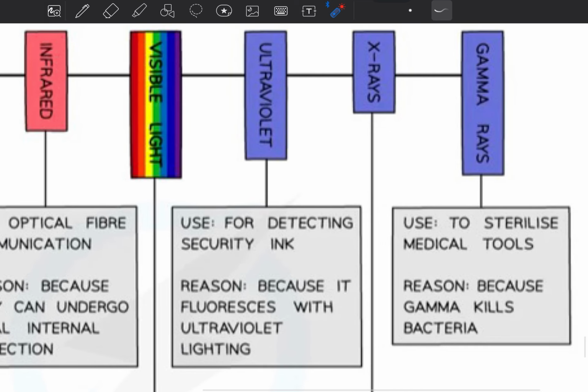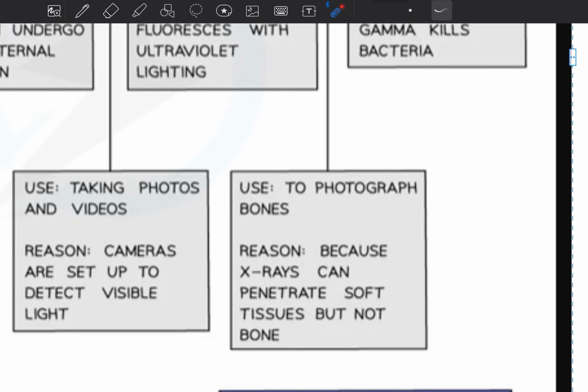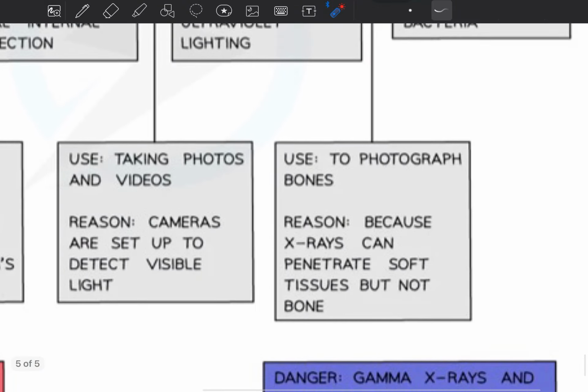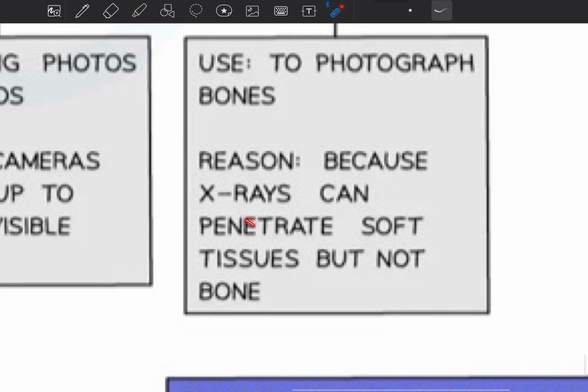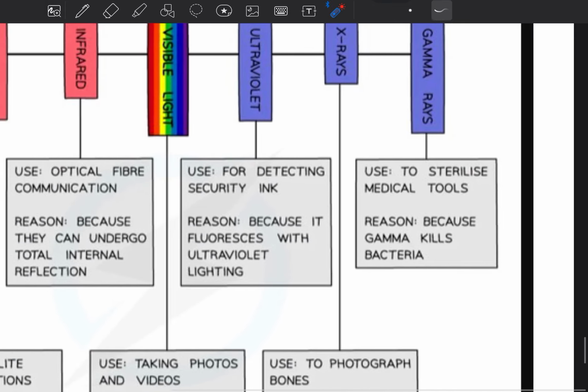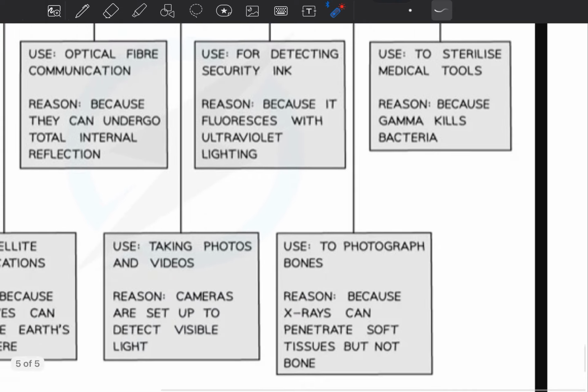Ultraviolet is used for detecting security ink because it fluoresces with ultraviolet lighting. X-rays are used to photograph bones because X-rays can penetrate soft tissues, but cannot penetrate bone. All right. Then we talk about gamma rays. Gamma rays are used to sterilize medical tools because gamma kills bacteria.